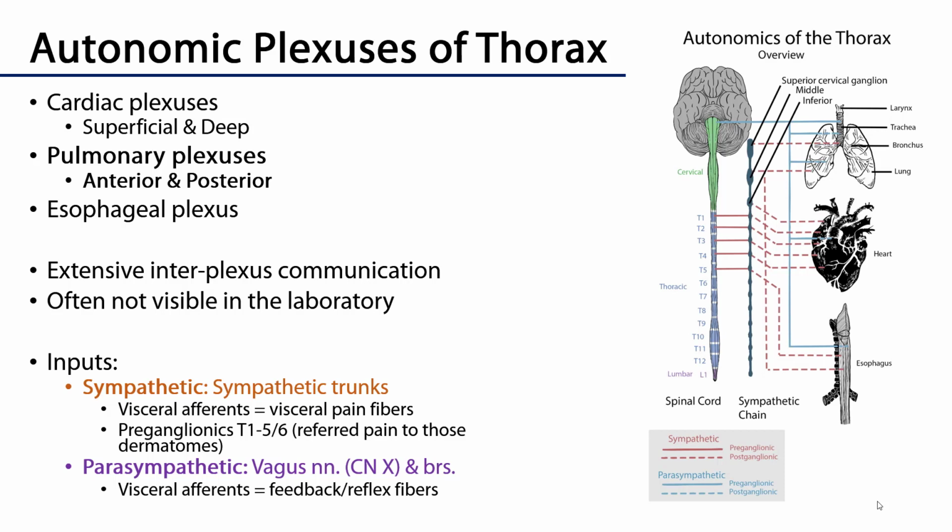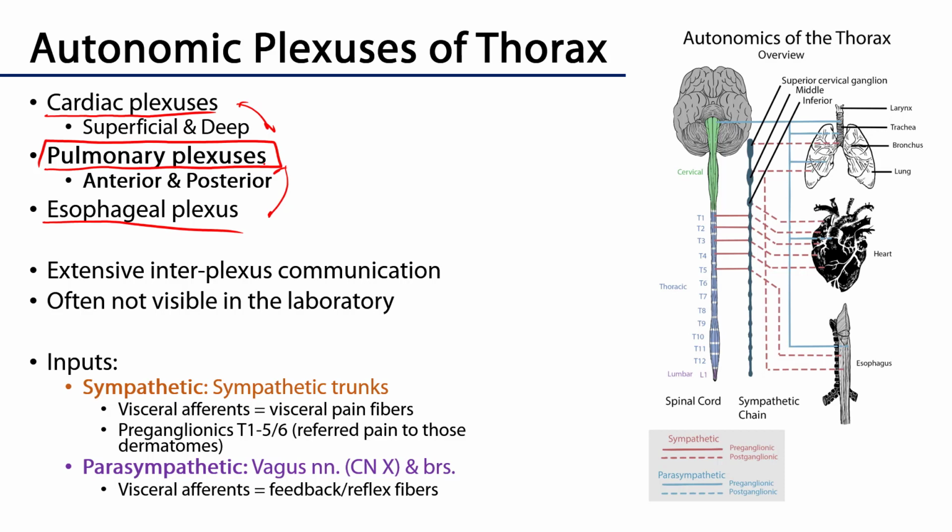Now recall there are three major types of autonomic plexus in the thorax. There are the cardiac plexuses, pulmonary plexuses, which we'll be focusing on in this video, and the esophageal plexus. And there will be extensive communication between all of these plexuses. You're not going to see the actual plexuses in the laboratory, but it's important that you understand where they're located so that you can appreciate their anatomical relationships, especially with regards to their function.